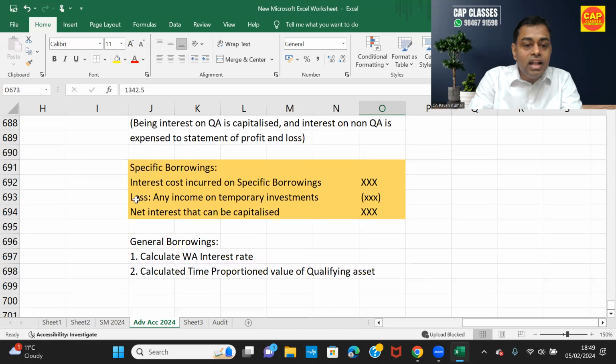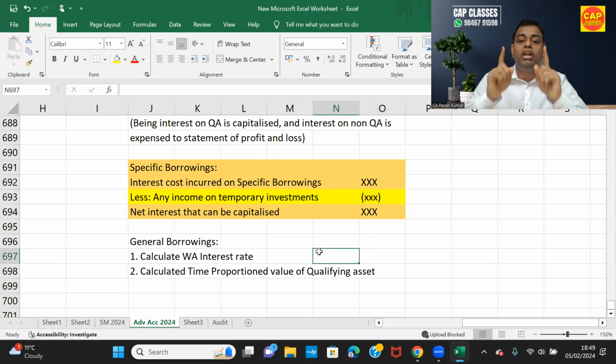Now remember the rule. Less any income from temporary investments, is there, no? It is only applicable for specific borrowing. It is not applicable for general borrowings. Because anyway, that general borrowing whole money is not intended for this asset. You can do anything with that general borrowing.